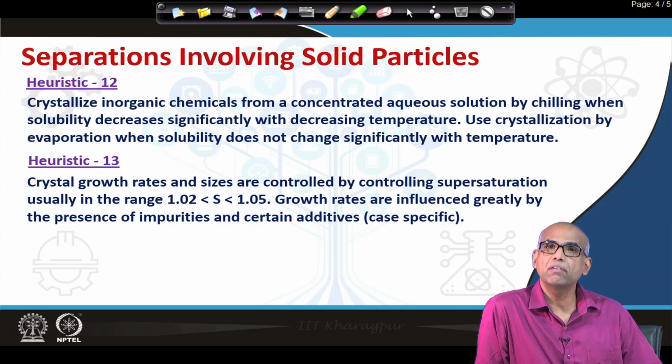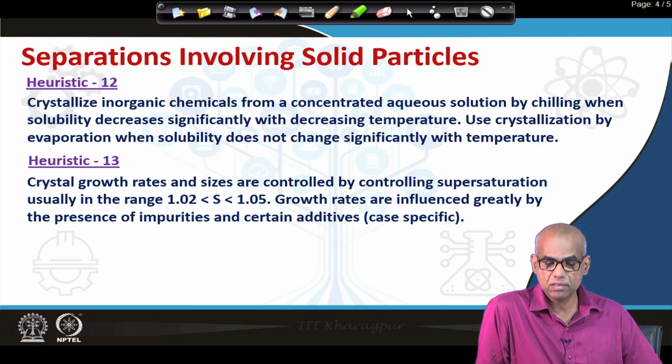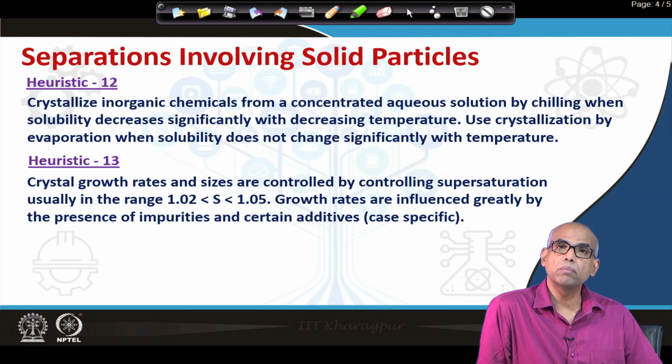Of course, the thermodynamic driving force will be the differences in chemical potential of the species in the solid phase and the solution phase. But a practical driving force for crystallization to take place is the supersaturation. So, the crystal growth rates and sizes are typically controlled in the range of 1.02 to 1.05 of supersaturation. Growth rates are influenced greatly by the presence of impurities and certain additives. So, there are growth modifiers.